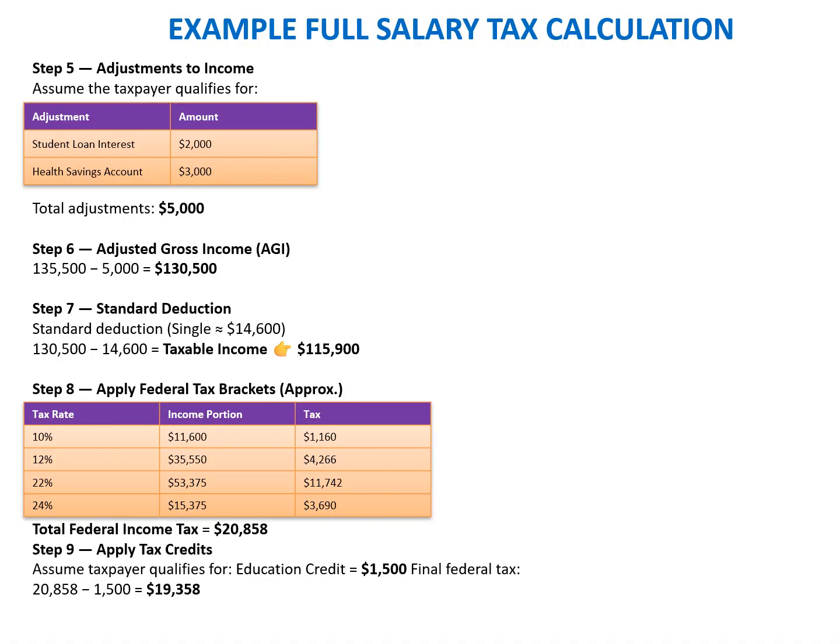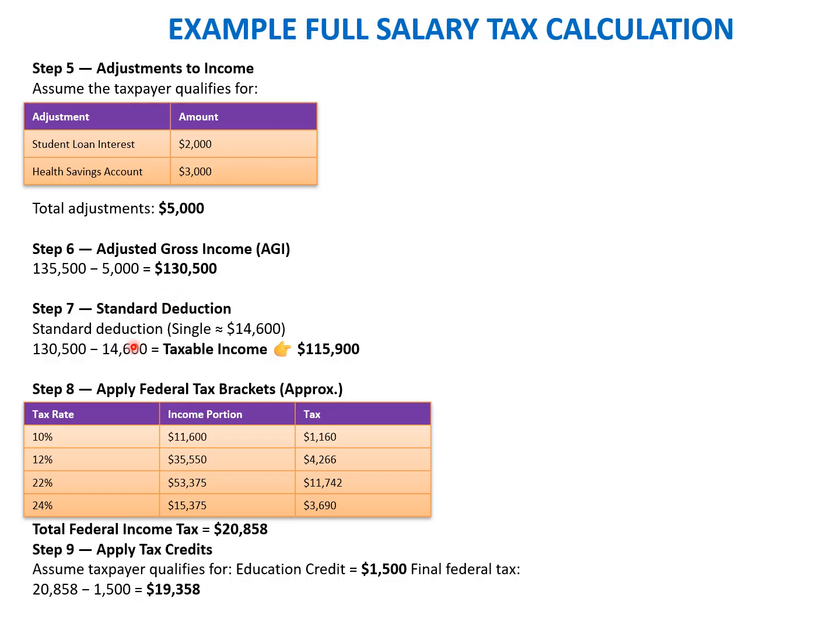Okay, now we will look at some of the deductions which are available. Assuming that the taxpayer qualifies for student loan interest and the health savings account, these would be adjustments to income. Assume the taxpayer qualifies for these adjustments. So this will be adjusted to arrive at the adjusted gross income. So we have 135,500, then we will subtract this 5,000 to get the final AGI, which is gross income minus the total adjustments, the adjusted gross income.